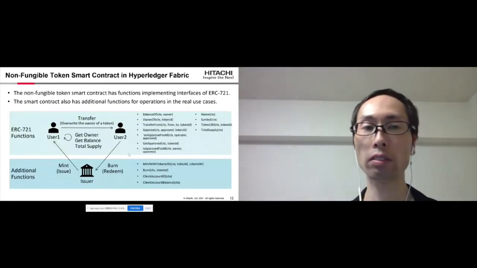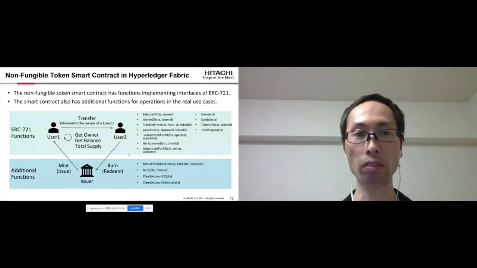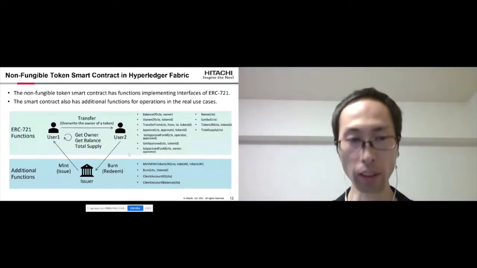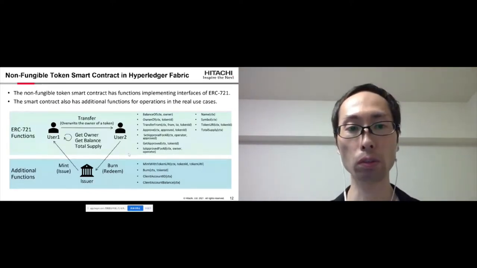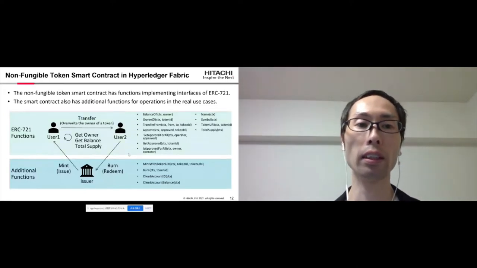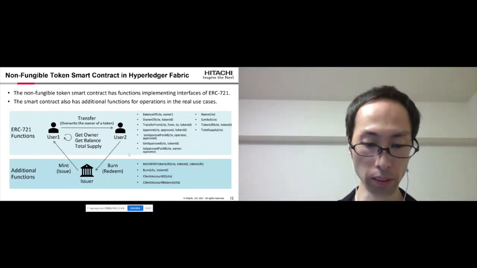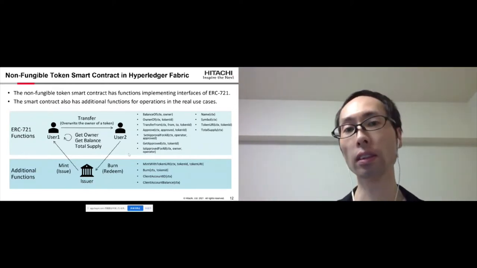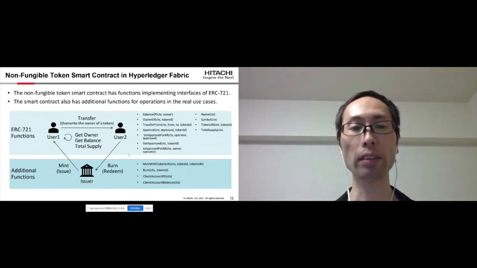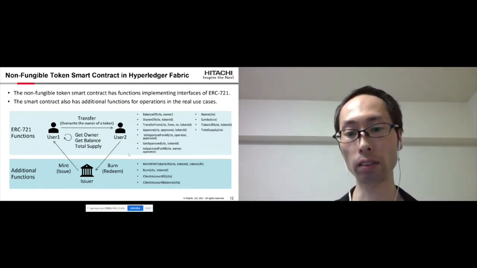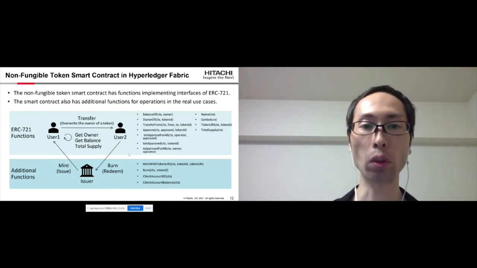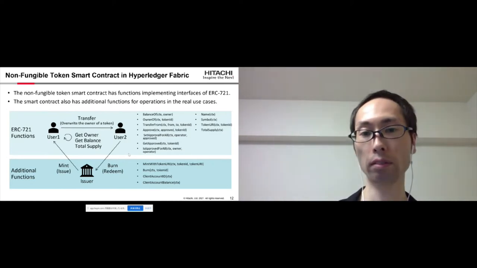So this graph shows the functions of non-fungible token smart contract. Like fungible tokens, we can issue token, and then we can transfer the token to another owner, and we can redeem it. And non-fungible token has an owner on it, so we can get the owner of the token, and we can also get the balance of each owner and total supply.